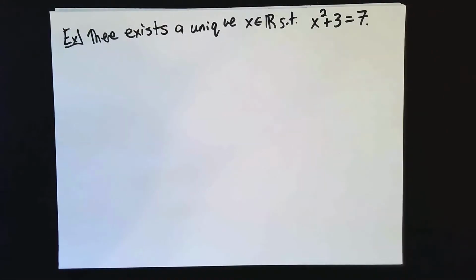To check your understanding, decide for yourself, is this true? There exists a unique x in R such that x squared plus 3 equals 7. And if you do believe it's true, then prove it.